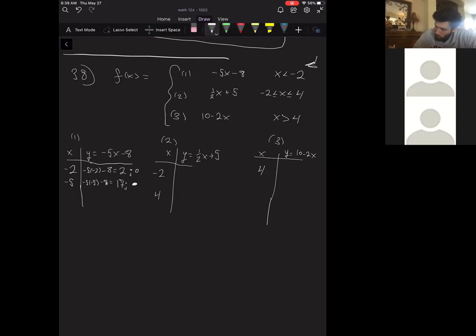Now this middle section: what happens when we plug in minus 2? We get 1/2 times minus 2 plus 5. So 1/2 times minus 2 is minus 1, add 5, we get 4. And minus 2 is in this section, see? Greater than or equal to sign. So minus 2 is greater than or equal to minus 2, so this one gets a closed dot. And then 4: 1/2 times 4 is 2, 2 plus 5 is 7. Again, we look over here, less than or equal to 4. So 4 is in that section, and we get a closed dot there. All right, so that middle section's done.